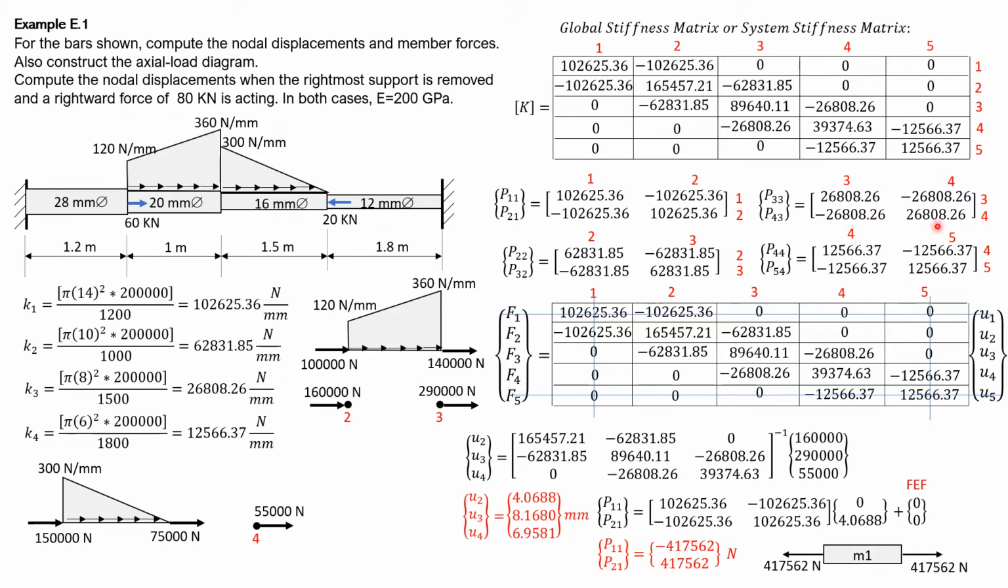So let's find row 3, column 4. This is it. There's only one. So that's the value here. Then 5, 3. There's no row 3, column 5.